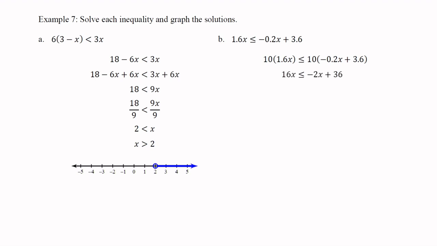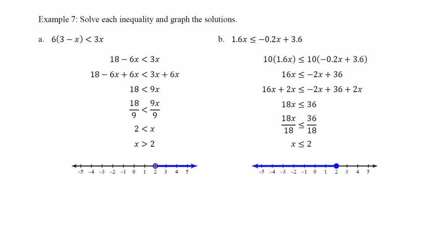So that gives us 16x is less than or equal to negative 2x plus 36, which I think you'll find is much easier to work with. We're going to add 2x to each side. That gives us 18x is less than or equal to 36, and then divide each side by 18, giving us x is less than or equal to 2. And there it is, graphed for us.